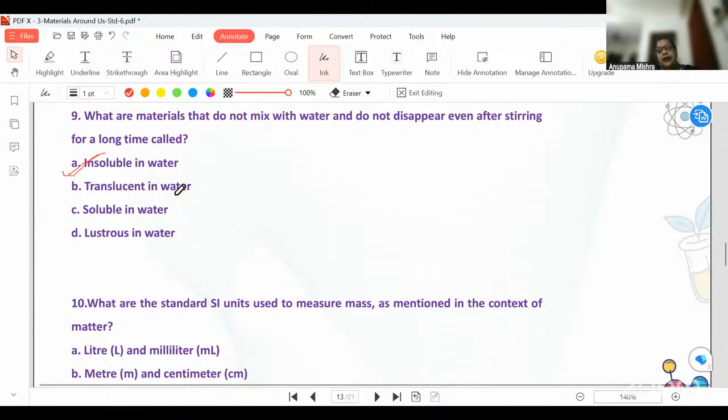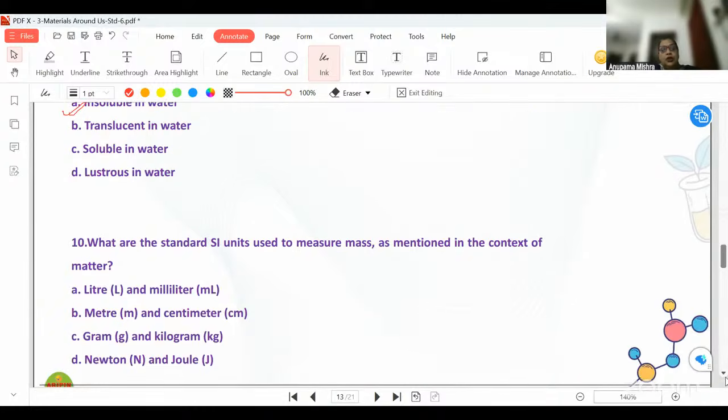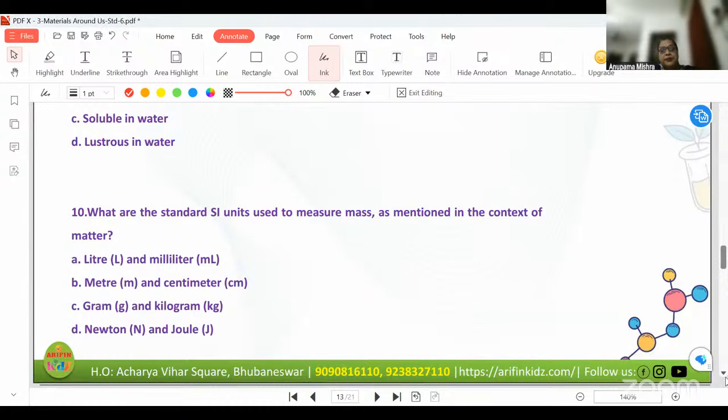What is the standard SI unit used to measure mass as mentioned in the context of matter? How do we find out the mass? Liter and milliliter, meter or centimeter, gram or kilogram, and Newton and joule. What is the standard SI unit used to measure mass, mentioned in the context of matter?